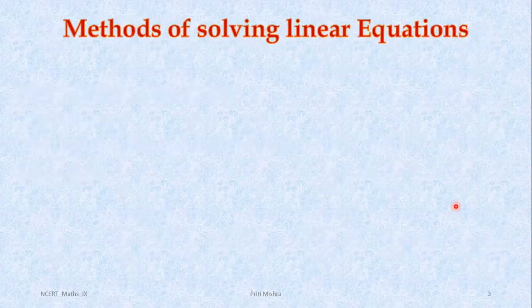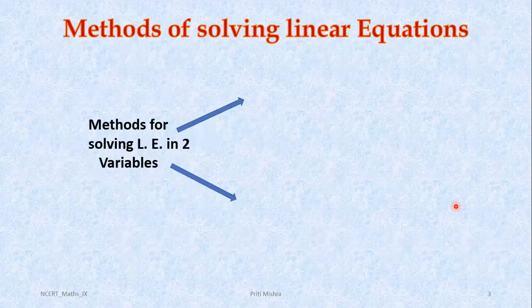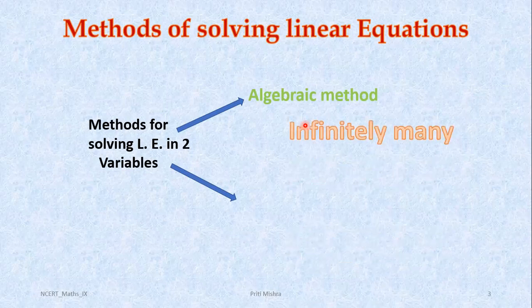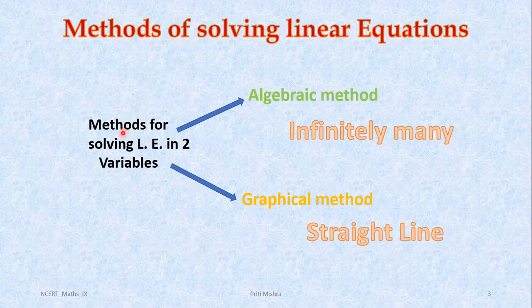So let's get started with the methods of solving linear equations. We have two methods for solving any linear equation in two variables. First method is the algebraic method. In my first video, I have already explained that for any linear equation in two variables, we can have infinitely many solutions. Next method is the graphical method, which we will discuss in this video. The graphical method always gives us a straight line related to any linear equation in two variables.